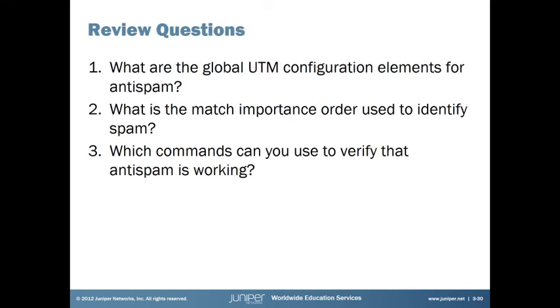Okay, so what are the global UTM configuration elements for anti-spam? What we're really setting up is three things: a whitelist, a blacklist if you need them, and our server block list parameters. What is the match importance order to identify spam? First of all, we're matching the whitelist, then the block list, and then our server block list, so actually our SBL server.